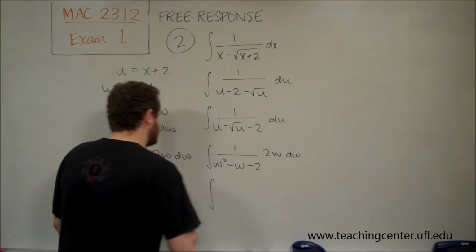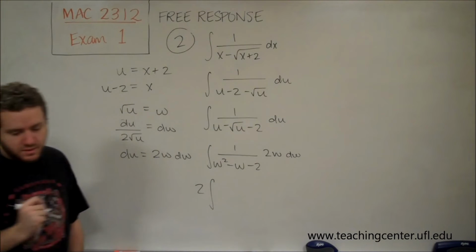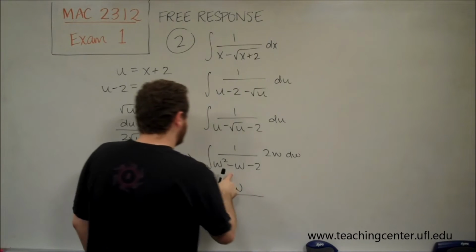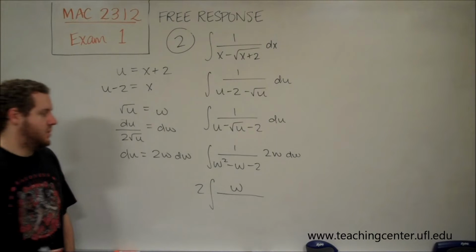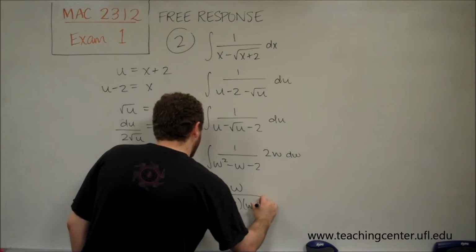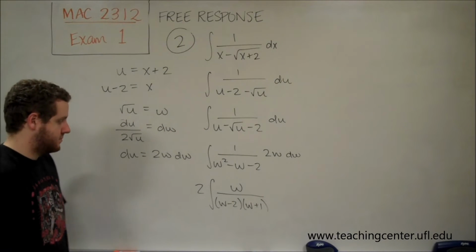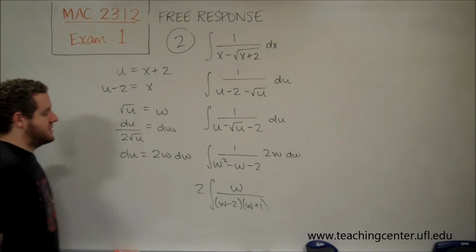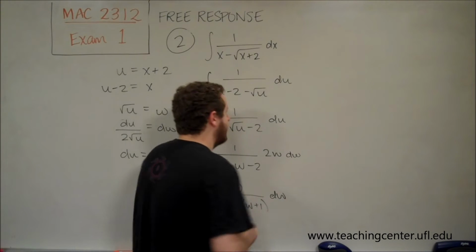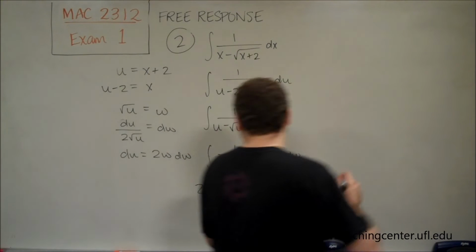So finally, before we start evaluating, let's write it in the best way possible. We can put a 2 out front. We have w on top. The denominator is easily factorable as a quadratic. That's going to be w minus 2 and w plus 1. So this is going to work pretty well by doing partial fractions. And it's going to be a very simple partial fractions because we only have 2 terms and they're both linear. So that shouldn't be too bad.